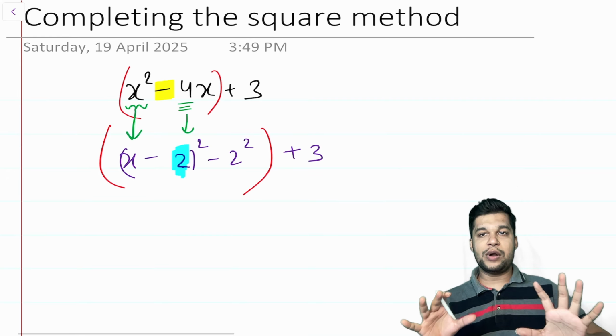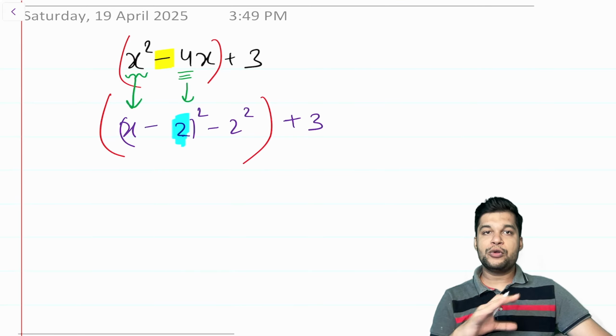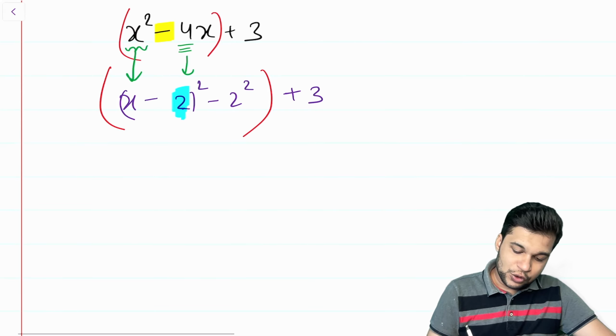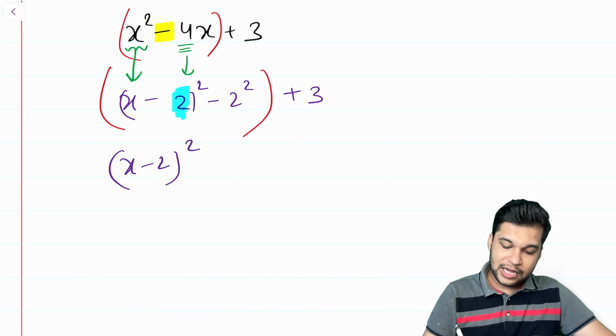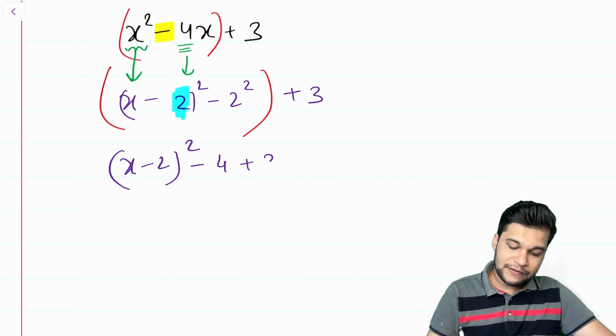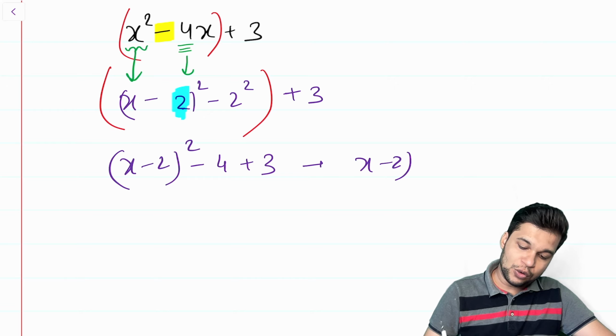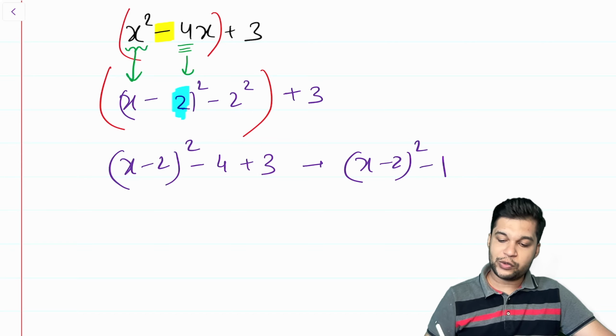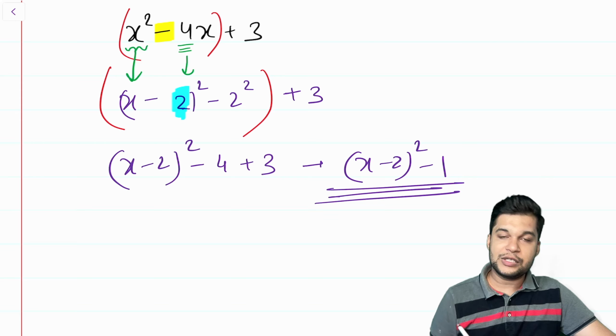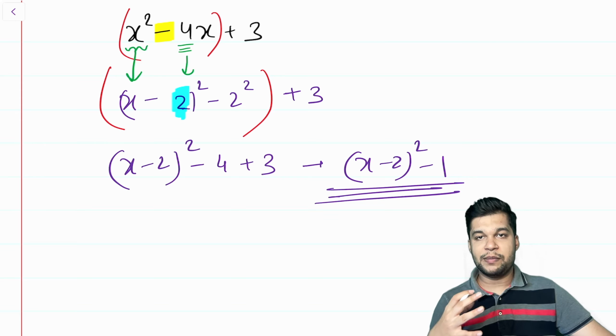So this is what I have done so far. Now I'm going to simplify this. So this becomes x minus 2 whole square, and negative 2 square becomes negative 4, and your positive 3 is as it is. Okay, so what is it? It becomes x minus 2 whole square, negative 4, positive 3, negative 1, right? So x minus 2 whole square minus 1. So this is what I mean when I say you have to complete the square.